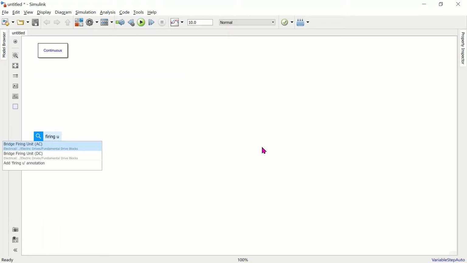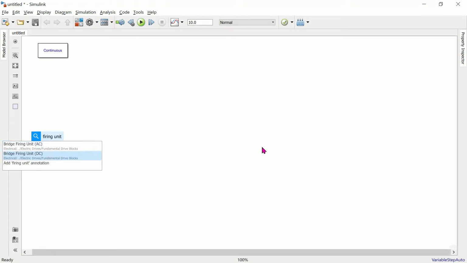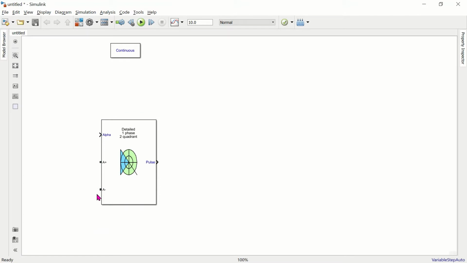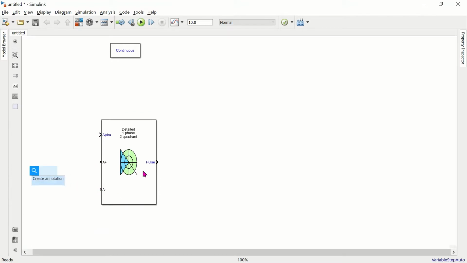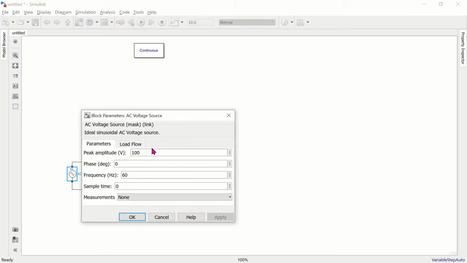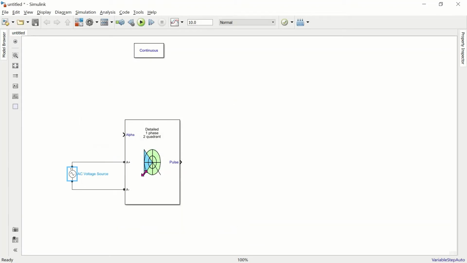Firing unit, we are going to use DC firing unit. We are going to connect it with the converter. These two are the terminals where we have to connect the input AC voltage. AC voltage I am selecting here: 400 volts peak, 50 hertz supply.